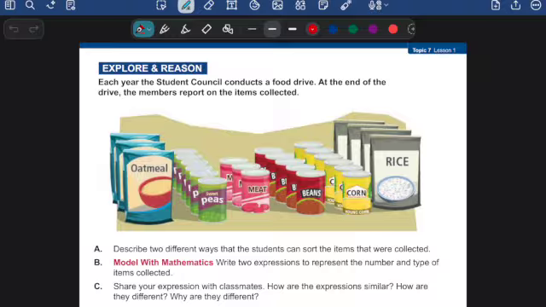So we want to describe 2 different ways that we can sort them. We can sort them by bags and cans. So we could just count how many total cans there were and then how many total bags there were. We could also sort them by type of item. So how many oatmeals were donated, how many peas, how many meat, etc. So let's write 2 expressions to represent those 2 different situations.